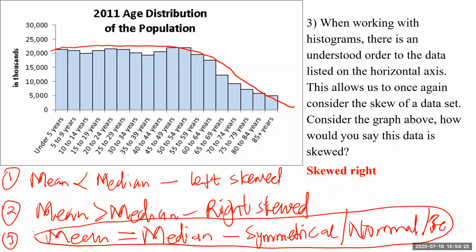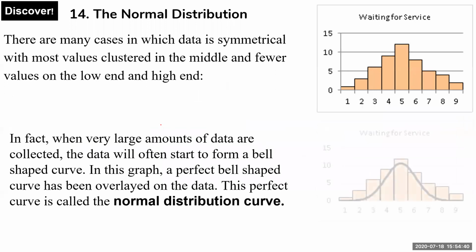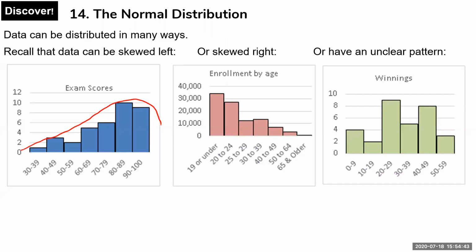Okay, nice. Now, data can be distributed in many ways. Recall that data can be skewed left. So here, because it falls towards the left, this is left skewed. And then because this falls towards the right, we say this is right skewed. Now the pattern here is unclear, right? We are not sure. So that is uneven. So this is left and that is right.